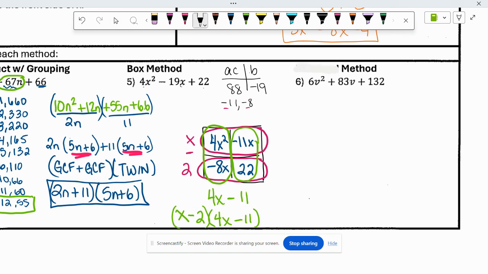And the diamond method is really what we've been doing. With that box, I wanted to show you something different, so I changed this to slide and divide. Because the diamond is just what you've been doing with the x. Okay, so we're going to do the slide and divide. The first thing I do is I take this term and I multiply it by the guy on the end. So that gives me v squared plus 83v plus, what's 132 times 6?